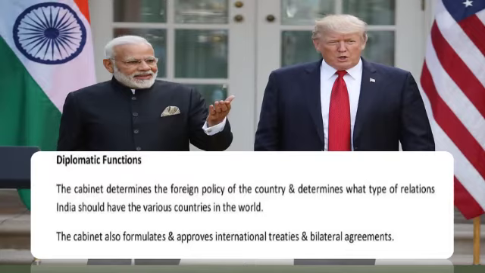Next, the diplomatic functions. That is the diplomatic link with the other nations. The cabinet decides the foreign policy of the nation. It also plays an important role in choosing our ambassadors and giving recognition to new regimes.